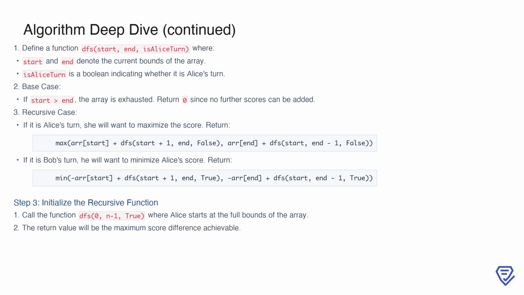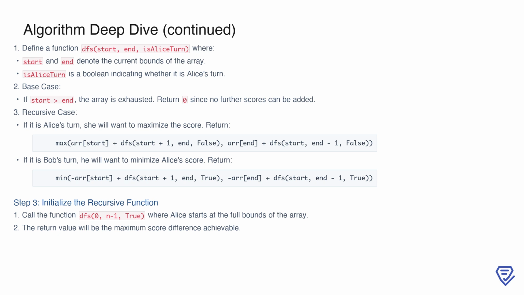The base case occurs when start exceeds end, meaning the array is exhausted, and no further scores can be added, so the function simply returns 0. For the recursive case, the logic depends on whose turn it is. If it is Alice's turn, she will aim to maximize the score, so the function returns the maximum of two choices, either picking the leftmost element at arr[start] or the rightmost element at arr[end].